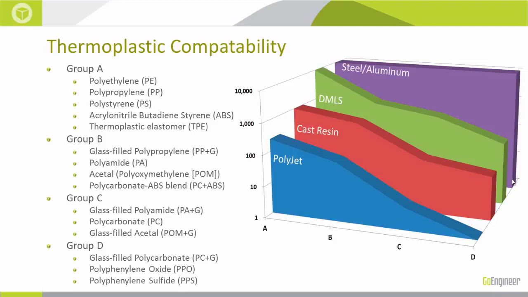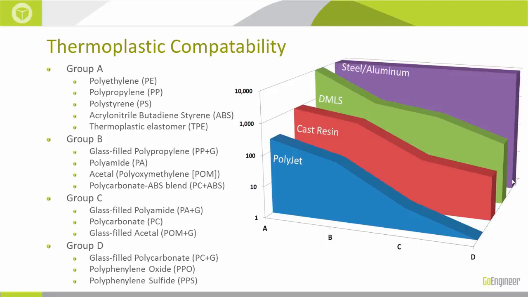So what you're seeing here is that the steel and aluminum tooling is going to be the most robust. It's going to be the most durable, no matter what material you're using, all right? And that makes sense, right? In the front of the list, we have the PolyJet, our printed tooling, and we'll see for Group A, we're going to be at or above about 100 shots on our tooling. Group B a little bit less, Group C a little bit less, and Group D pretty much incompatible with our printed tooling.